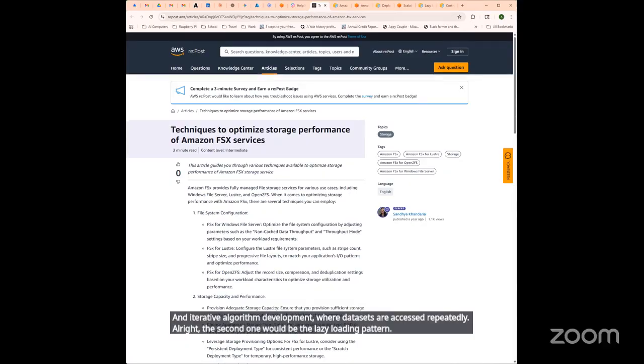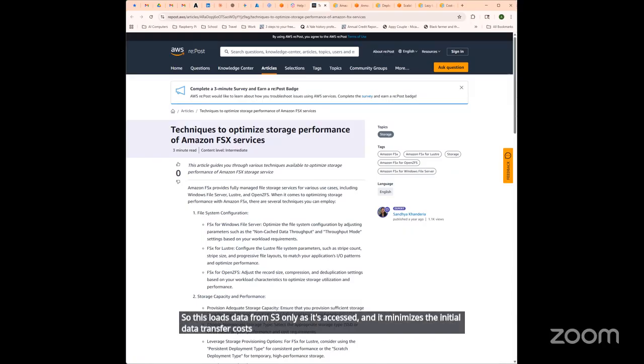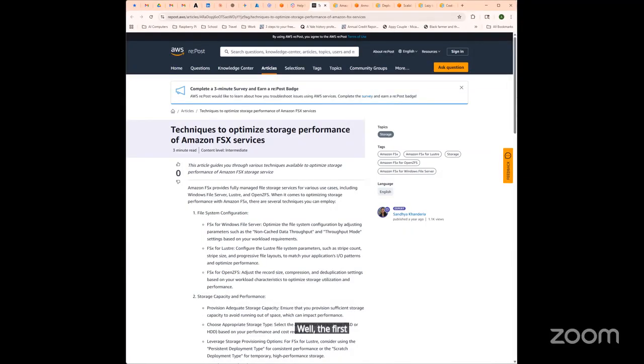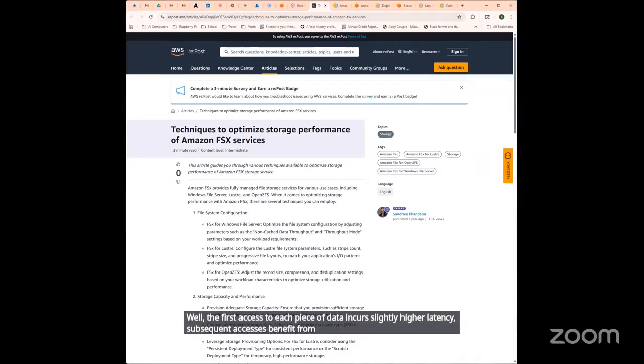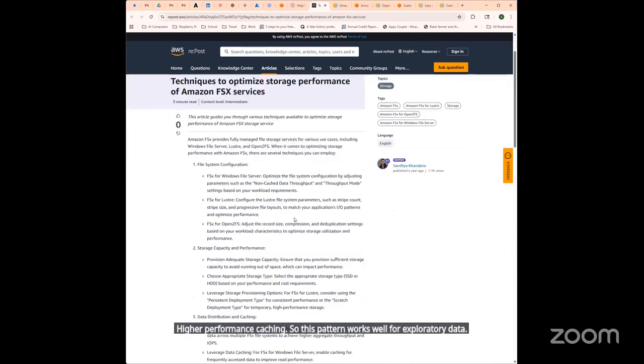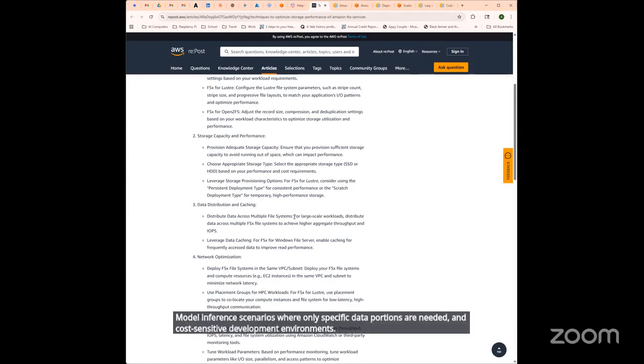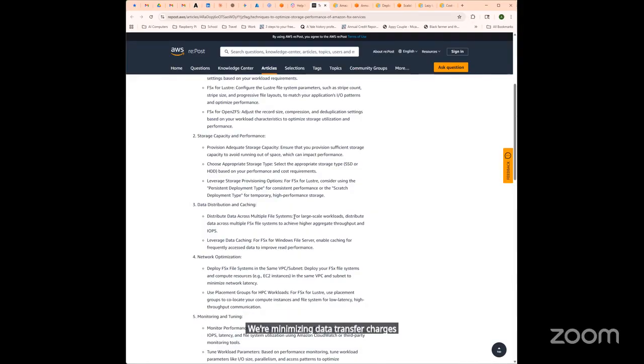All right. The second one would be the lazy loading pattern. So this loads data from S3 only as it's accessed, and it minimizes the initial data transfer costs and storage requirements. While the first access to each piece of data incurs slightly higher latency, subsequent accesses benefit from Lustre's high performance caching. So this pattern works well for exploratory data where subsets of large data are typically accessed. Model inference scenarios where only specific data portions are needed and cost-sensitive development environments where minimizing data transfer charges are important would also be other ways that this would be relevant.